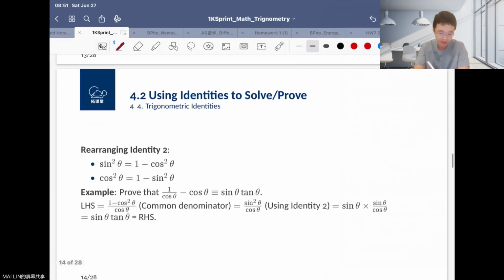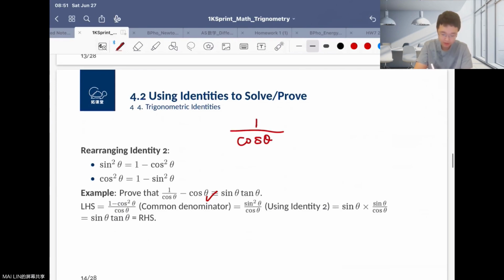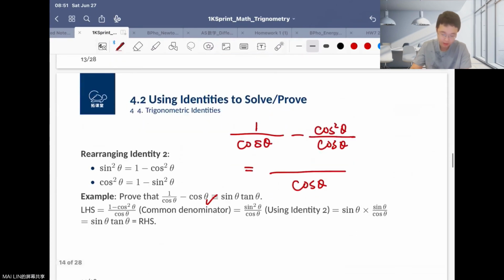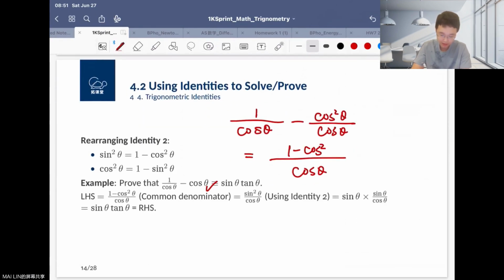Like here, you have 1 over cosine theta minus cosine theta. First, you can make both into fractional form. So it's 1 over cosine theta minus cosine theta squared over cosine theta, right? Then you can reason that the numerator is 1 minus cosine theta squared. Then we can turn it into sine theta squared over cosine theta.